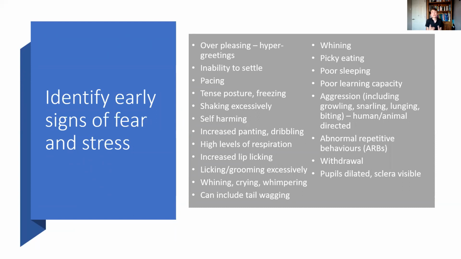Some things such as inability to settle, if your dog's pacing around, and if you see them shaking excessively, self-harming, and a really key one is increased panting and dribbling in fearful situations. If they're starting to respirate a lot, so if their panting goes up, or if you notice their chest moving more frantically, that's a sign that their respiration levels have increased. Lip licking is another big sign of low-level fear in dogs.